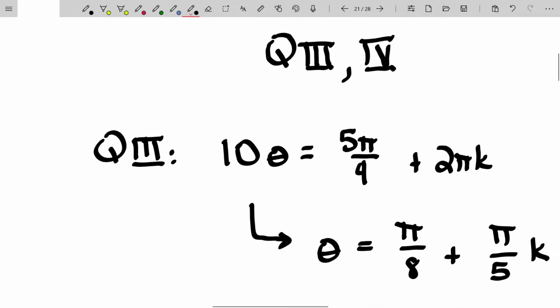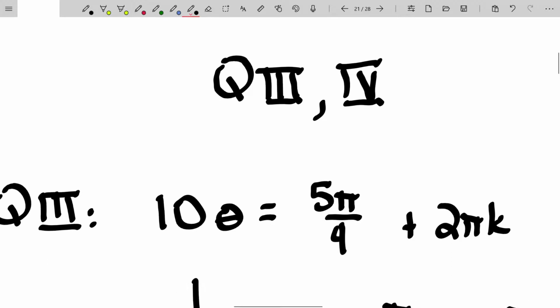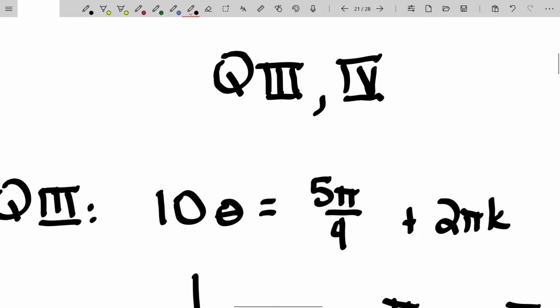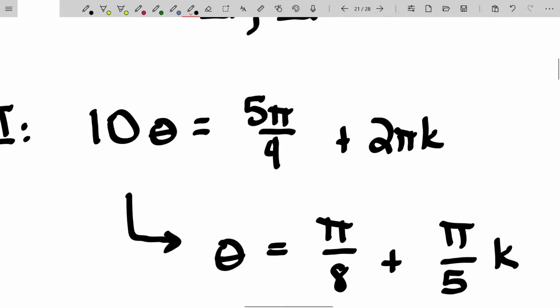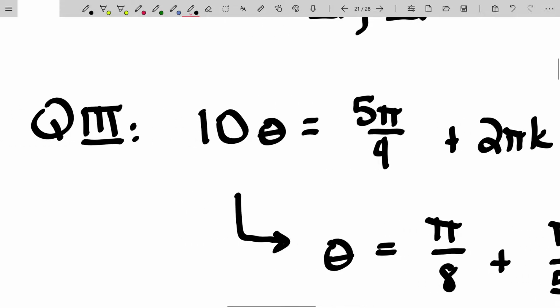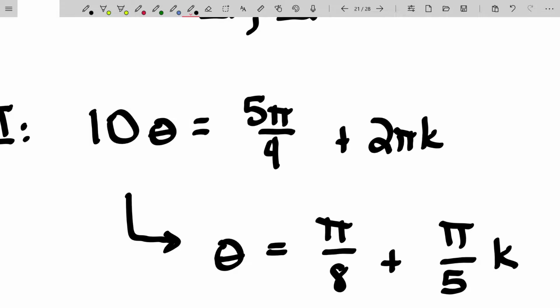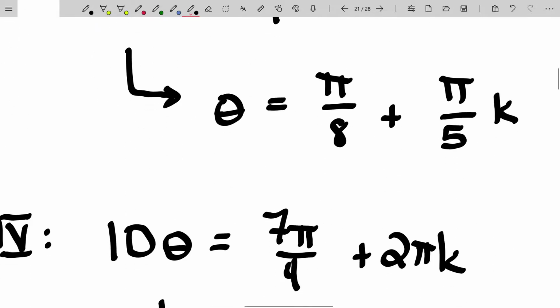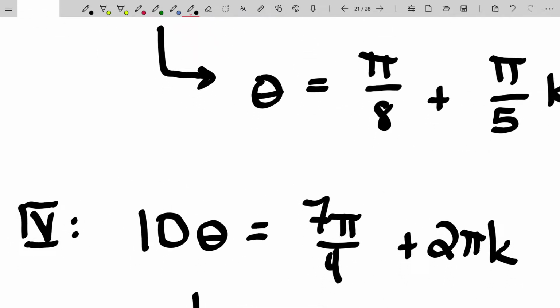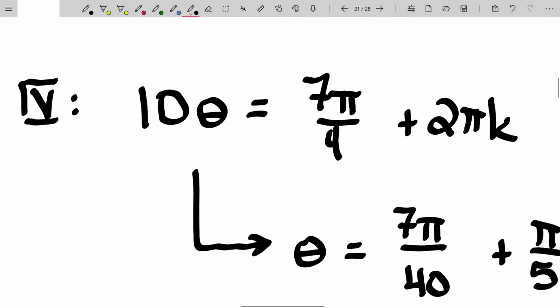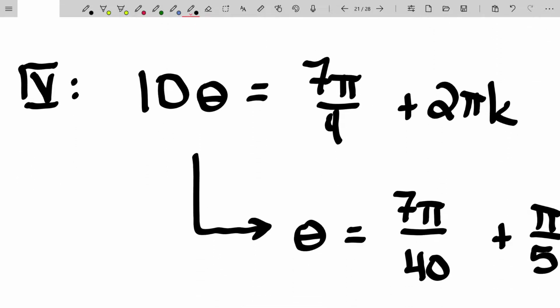Notice that initially, quadrant 3, definitely 5 pi over 4 is in quadrant 3. And any rotation of 2 pi thereafter lands in quadrant 3. But when you divide by 10, this is no longer 5 pi over 4, it's pi over 8, and it's definitely not in quadrant 3. So when I say our quadrant 3 solution, I'm really saying tan theta lands in quadrant 3. The actual answer, theta itself, might not be a quadrant 3 angle, and in fact is not. Same thing here. In quadrant 4, tan theta is 7 pi over 4, but theta itself doesn't need to be in quadrant 4, and in fact, it's not. 7 pi over 40, that's a quadrant 1 angle.